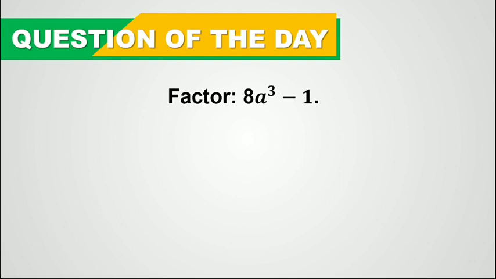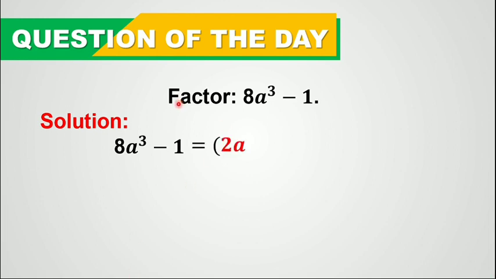Now let's go back to the question of the day. Let's factor 8a cubed minus 1. So again, solution, just get the cube root of the first term. So the cube root of 8a cubed is 2a. And then, since this is minus, so minus, the cube root of 1 is 1.